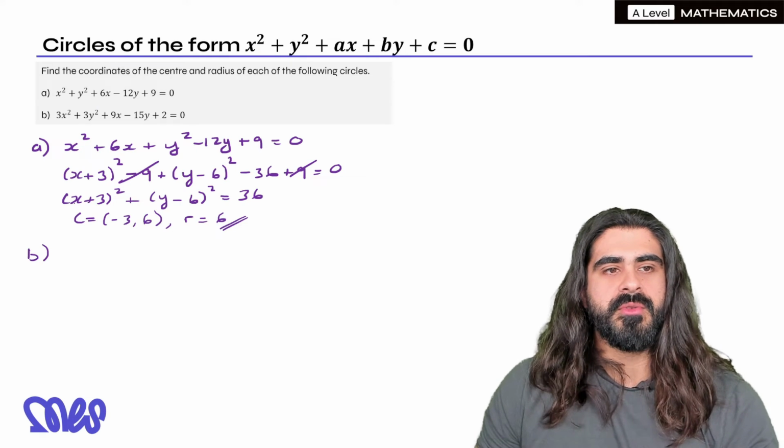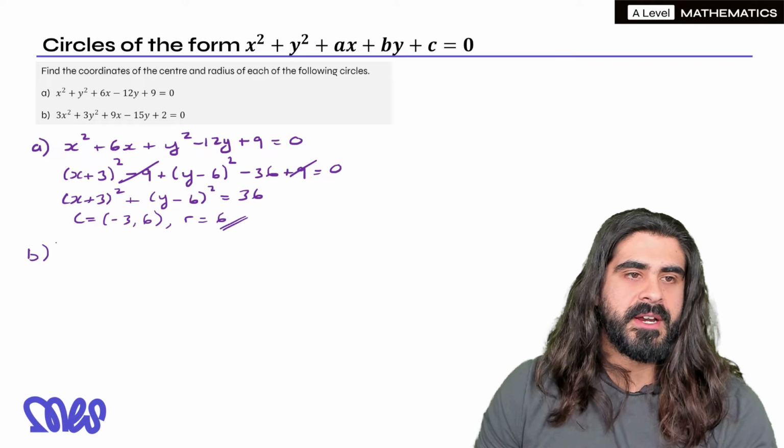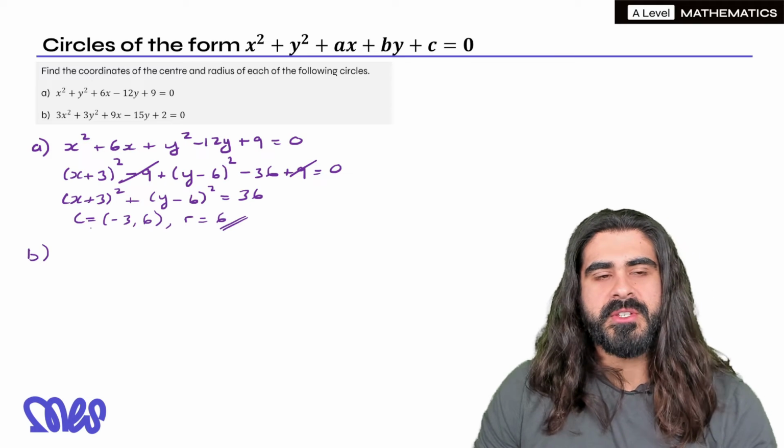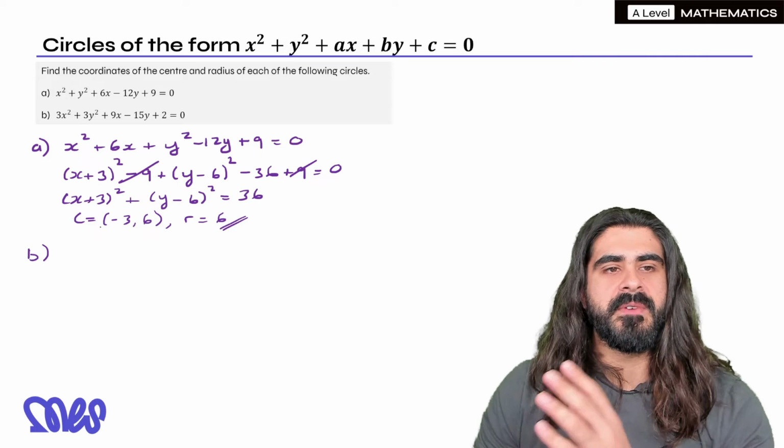Now for part B, it's actually an interesting example. What a lot of students do is they factorize out 3. The easiest way to do this is because it equals 0, just divide through by 3.